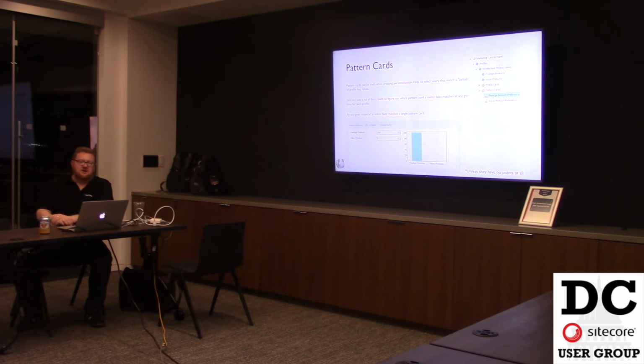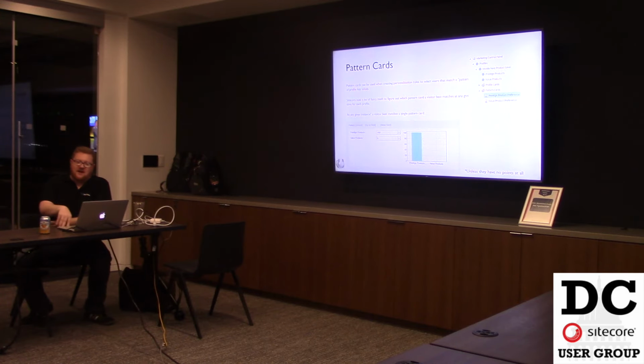Lastly, I'm going to talk about pattern cards. Pattern cards are the things that you use when you're setting up a personalization rule to actually try to target a user based on the content that they really looked at. Like I said, Sitecore uses a lot of fancy math to figure out which pattern card a visitor best matches at any given time for each profile. That's an important thing: after a visitor has started collecting profile key scores, they will always match one of these pattern cards for each profile.